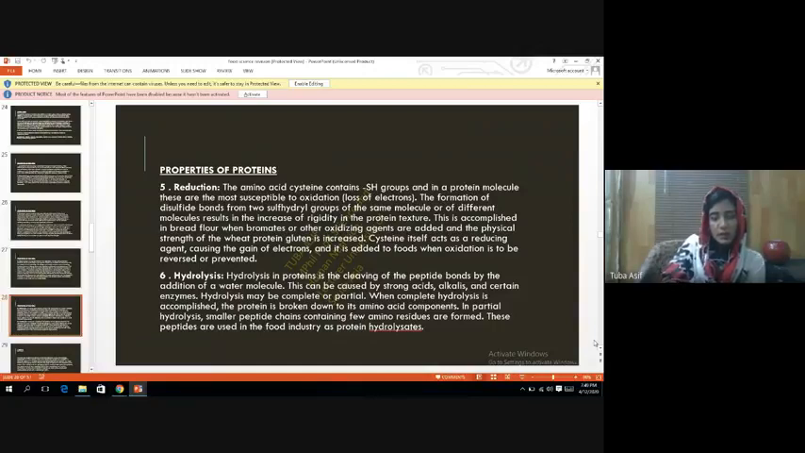Hydrolysis in proteins is the cleaving of the peptide bonds by the addition of water molecules. This can be caused by strong acids, alkalis, and certain enzymes. Hydrolysis may be complete or partial.